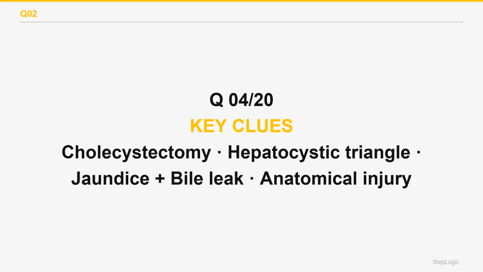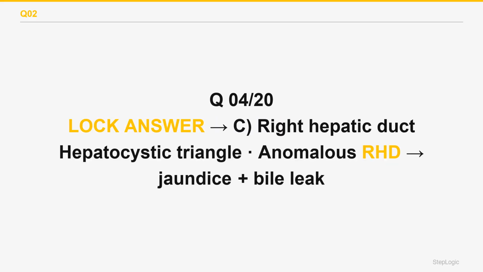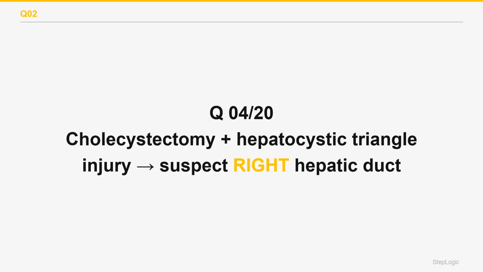The common bile duct injury would cause more complete jaundice, but the key clue is between the liver and gallbladder wall, which localizes to the hepatocystic triangle where the right hepatic duct travels. Choice A, common bile duct, would cause complete obstructive jaundice but lies more inferiorly, not between liver and gallbladder wall. Choice E, cystic artery, would cause bleeding, not bile leak or jaundice.